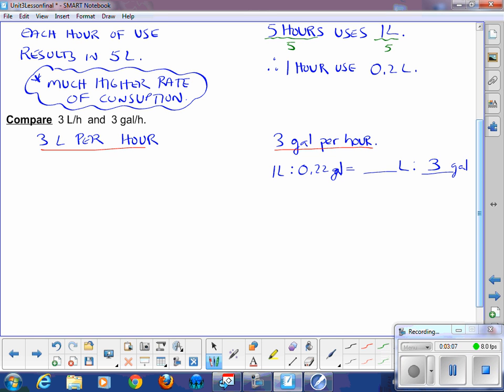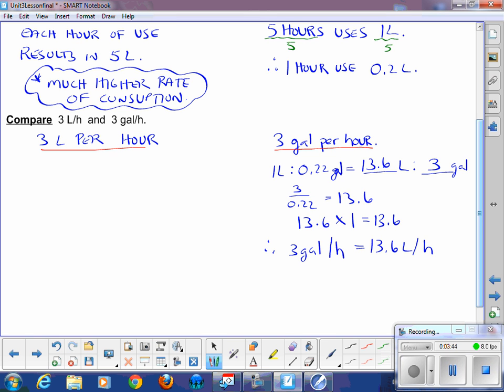Now we are dealing with 3 gallons, so the process we've been doing the last couple of days: the number that's by itself is divided by its corresponding value. So 3 divided by 0.22, we get 13.6. Take that number and multiply it by the remaining one, which is 1. So we have 13.6 as our answer. Therefore, 3 gallons per hour is equivalent to 13.6 liters per hour.